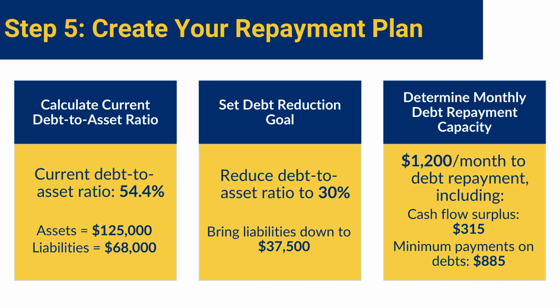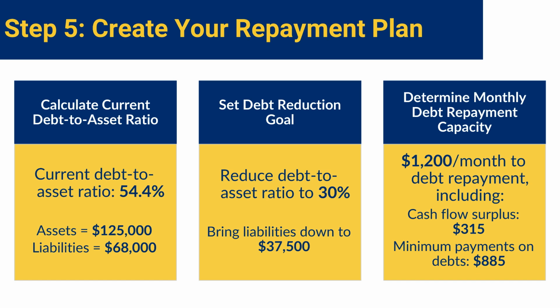Step 5. Create your repayment plan. Now that you've assessed your debt-to-asset ratio, set your debt reduction goal, and prioritized your debts for repayment, it is time to create your plan. Here's an example. Meet Aisha, the owner of a small childcare business called Little Learners. Aisha is determined to improve her business's financial stability by reducing her debt-to-asset ratio from 54.4% to 30%. Here's how she achieves her goal step by step.